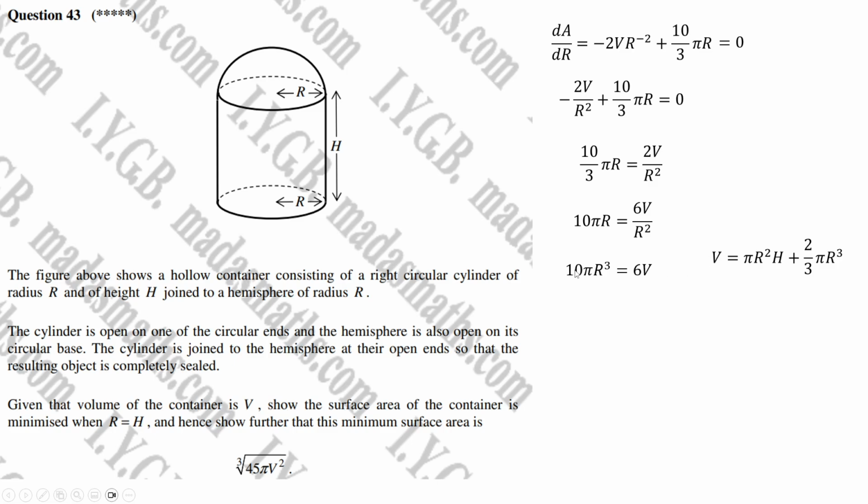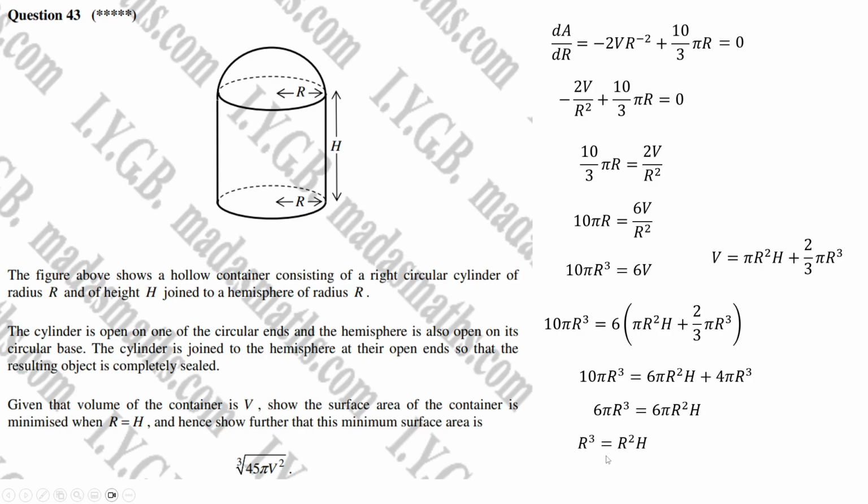So we can say that this 10 pi r cubed is equal to 6 lots of this thing here. Okay, so we'll plug this into there to get that. Distribute the 6, you'll get this. This obviously cancels it down. Pi r squared h, and then 4 pi r cubed. So you can just subtract 4 pi r cubed from both sides to get this. You can just divide by 6 here and divide by pi to get that, and then divide by r squared on both sides. r is not going to be 0 because it's a length, so you can do that. You get r equals h. So that's the first part done.